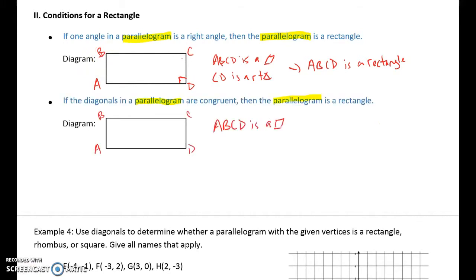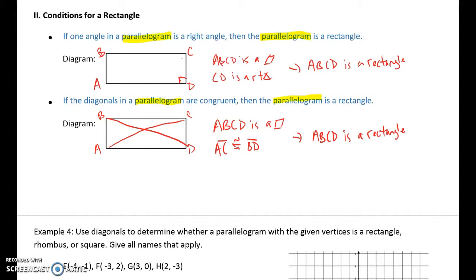What's our second condition? All right, so once again, highlighted here, our figure needs to be a parallelogram first. And if the diagonals are congruent, then we know we have a rectangle. So again, these conditions for rectangles and rhombuses deal with the things that are specific or unique to just your rectangles and rhombuses. So if I know ABCD is a parallelogram, that's check 1, and I know the diagonals are congruent, that means AC is congruent to BD, then ABCD has to be a rectangle. Okay? So now we know our conditions for rectangles and rhombuses.